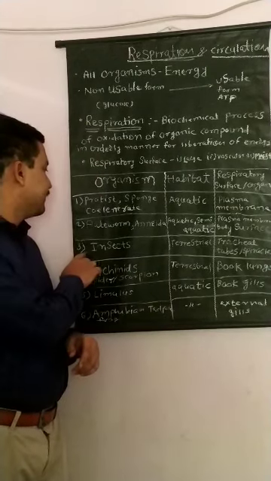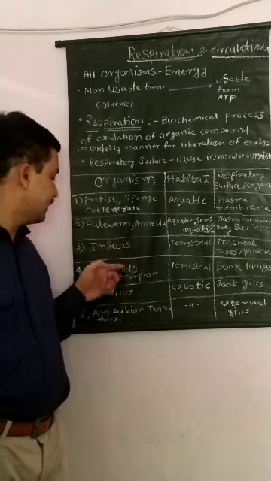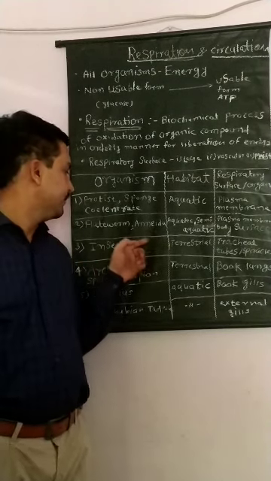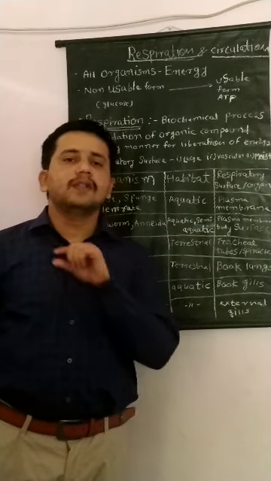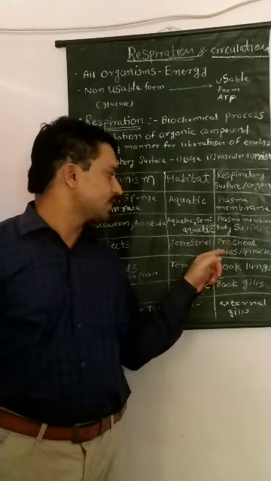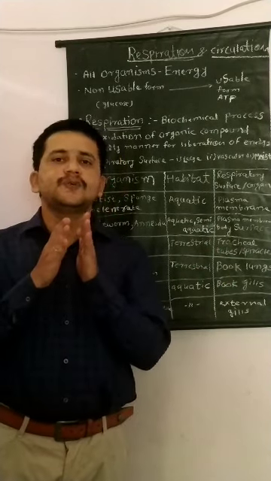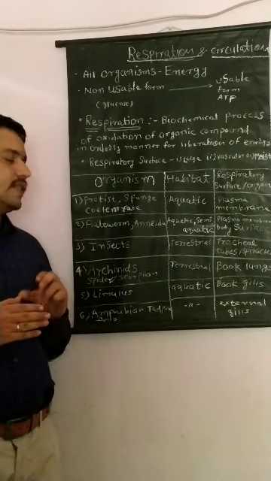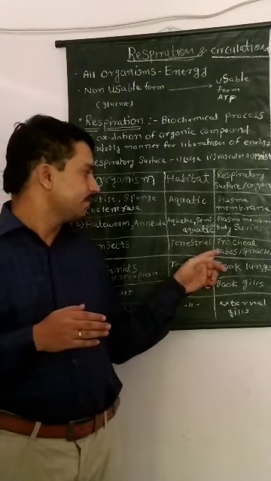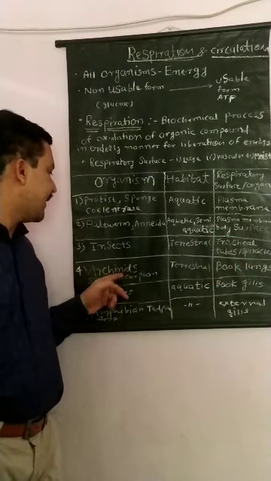Then third, insects. What are the insects? Insects and arachnids, they belong to the arthropoda. Insects are terrestrial organisms. They develop small tubes, that are called tracheae or spiracles. These tubes are spread all over the body and with the help of these tubes they respire. Then first we will see arachnids.